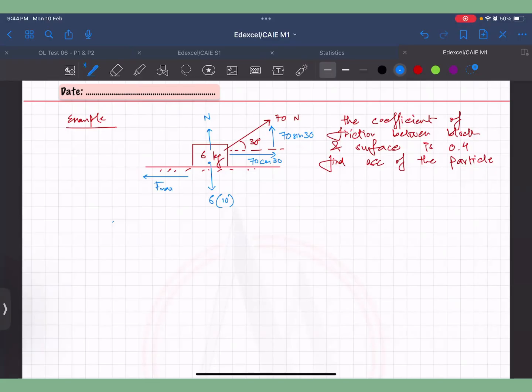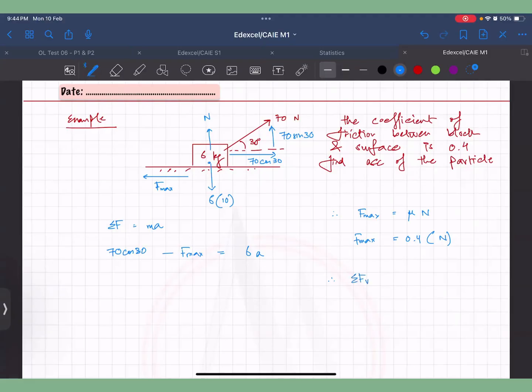If you form the equation, the sum of forces equals ma. So you have 70 cos 30, which is pulling it to the right side, minus F max, which is trying to stop it, equals ma, 6 times a. Now to find F max, it is equal to mu R, mu N or mu R, it's up to you. So mu is 0.4. We have to find N. So if you want to find N, we have to work through the vertical forces.